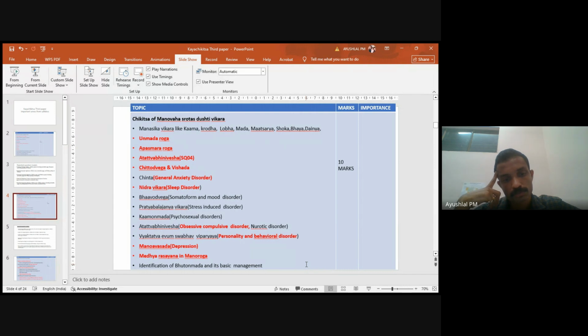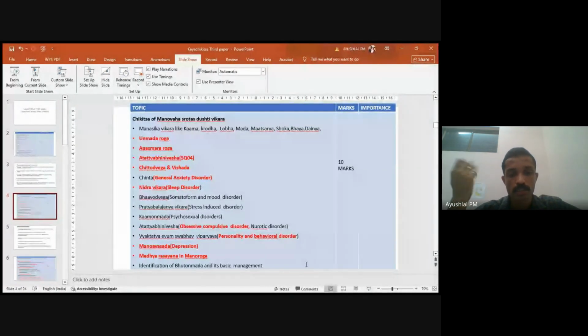So depression, Manoavasada: if a Manoavasada question comes, you should write about depression. Definition of depression, diagnostic features of depression, what are the clinical features, and ICD related clinical features. You can write symptoms and treatment aspects. Treatment aspect you can write both modern and Ayurvedic portions. Maybe Rasayana and Manoraga, it always comes in the Rasayana portion also.